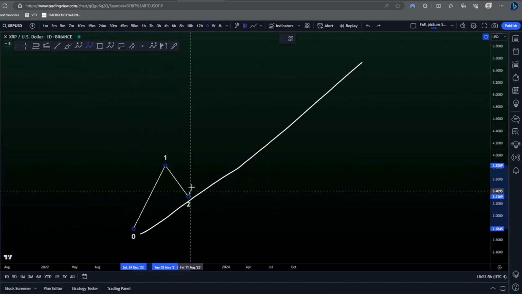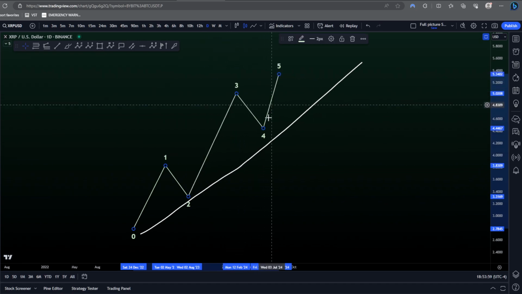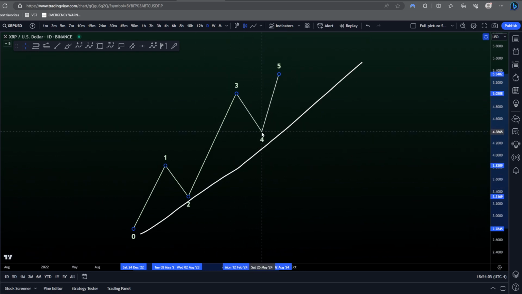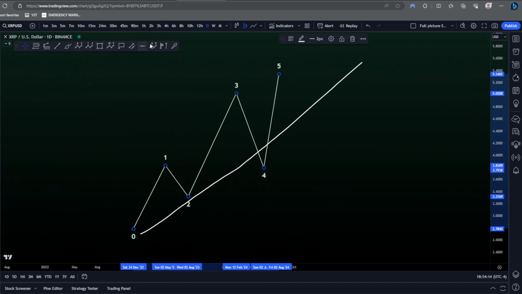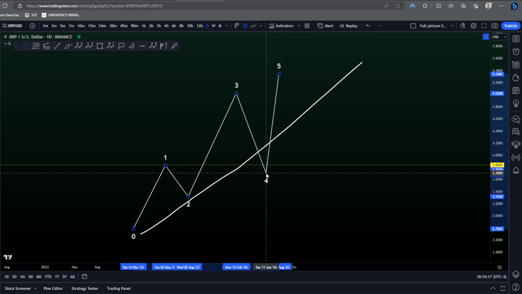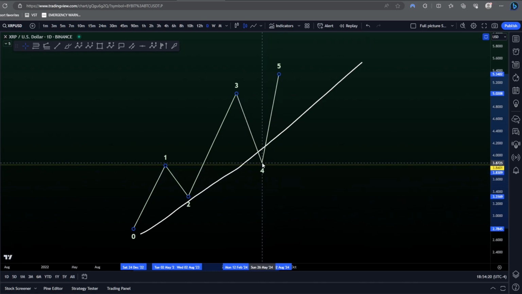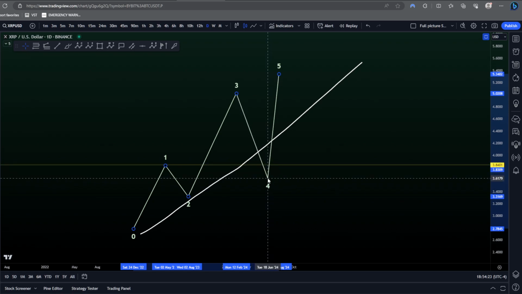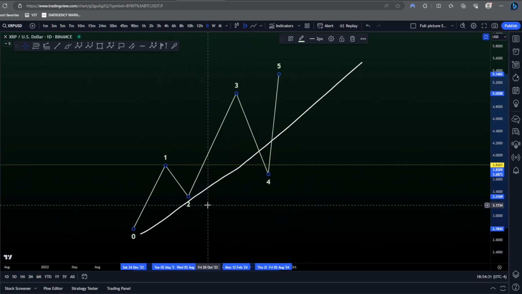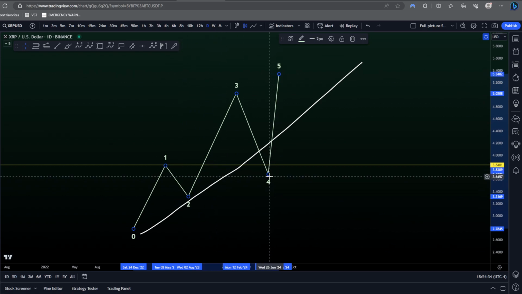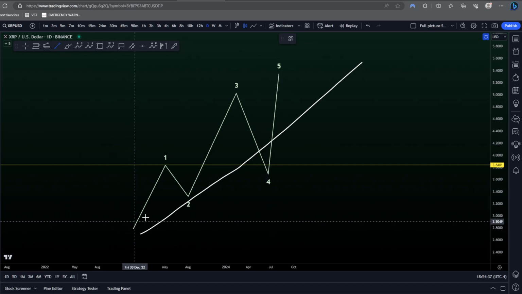Now, within this impulse wave, let's draw it again. Standard impulse. Within the impulsive wave, this 4th wave can be shallow, it can be deep. It cannot cut into the wave 1 territory. It cannot. That's another rule. You cannot cut below wave 1. That is invalid. That is not an impulsive wave. That's something else. It could be, you know, we're not there yet. We're going to get there in a second.